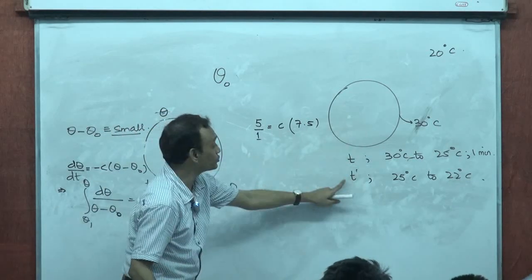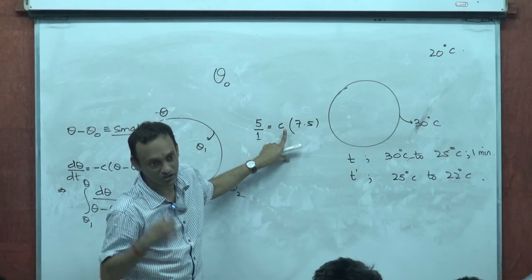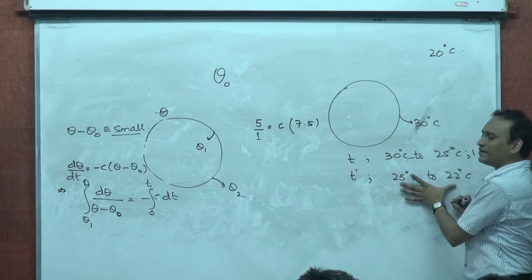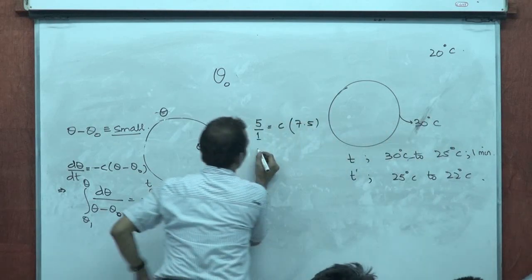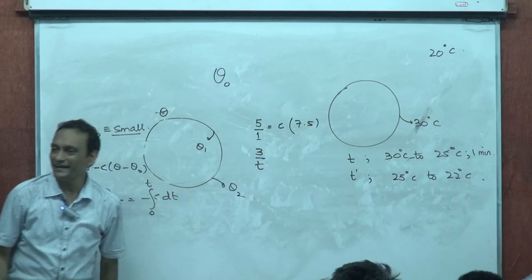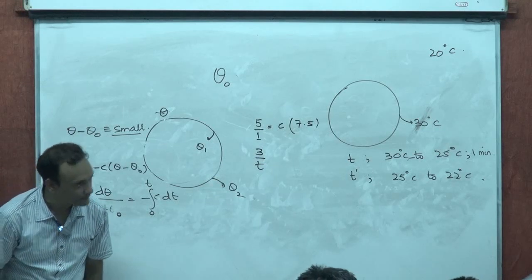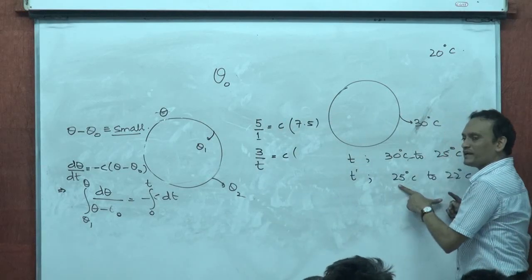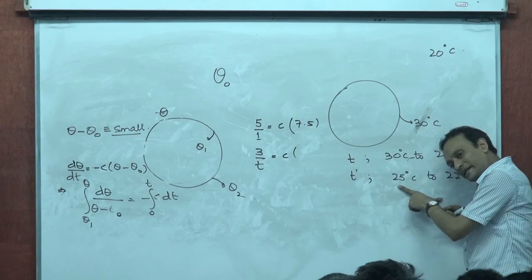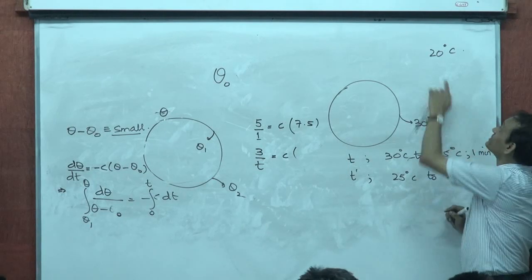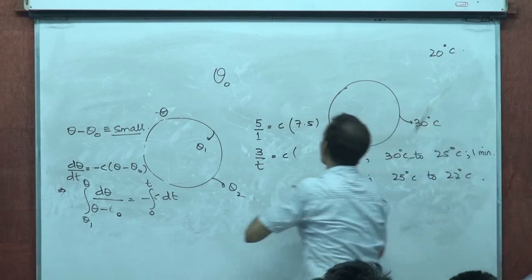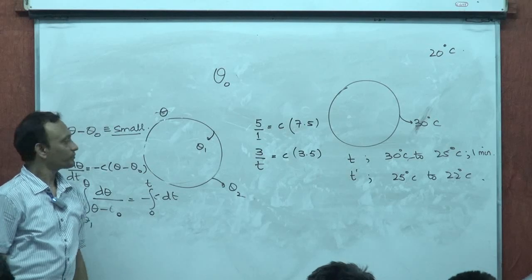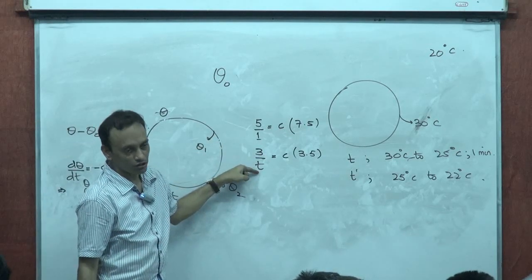Okay, that's for this situation. Now come to this. The C will be the same for both situations, because it's the same body we are talking about. Now when I talk of this, what is the total cooling? 3 degrees, let's say in time t. So 3 by t degrees per minute, right? That must be some constant C. What's the average temperature here? 23.5. What's the average temperature difference here? 3.5. Divide this by this and solve for t.